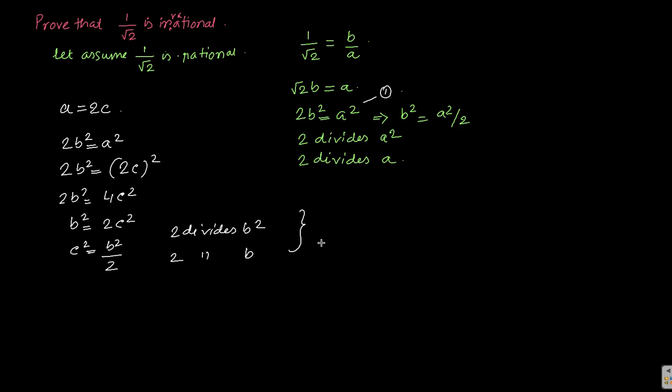That means again there is a contradiction that comes due to a wrong assumption. If 1 by root 2 is rational, then it has only one common factor 1, but we proved that other than 1 it has another common factor 2. It means that 1 by root 2 is an irrational number. Important proof.